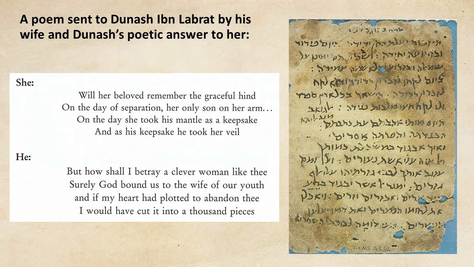A poem by Dunash ibn Labrat's wife, and Dunash's poetic answer to her. She: Will her beloved remember the graceful hind on the day of separation, her only son on her arm, on the day she took his mantle as a keepsake, and as his keepsake he took her veil? He: But now shall I betray a clever woman like thee? Surely God bound us to the wife of our youth, and if my heart had plotted to abandon thee, I would have cut it into 1,000 pieces.